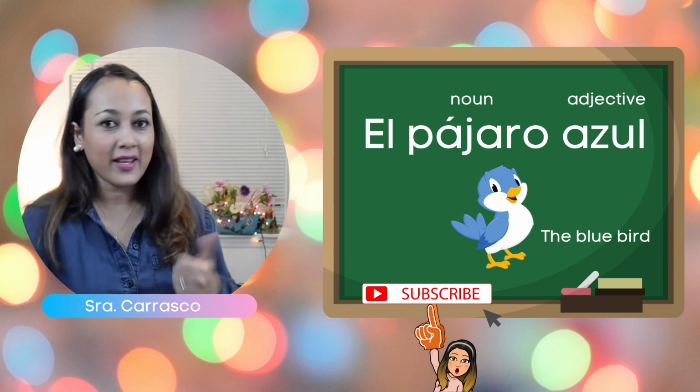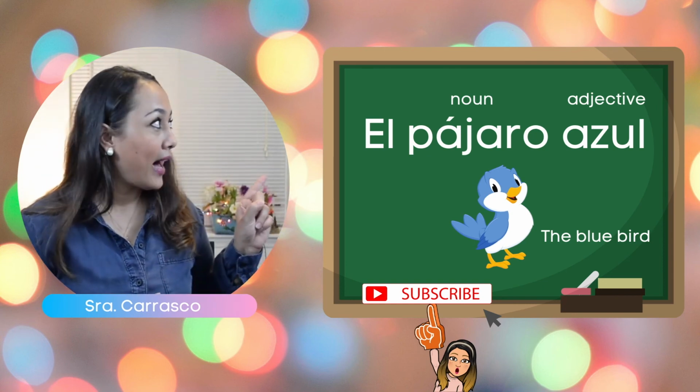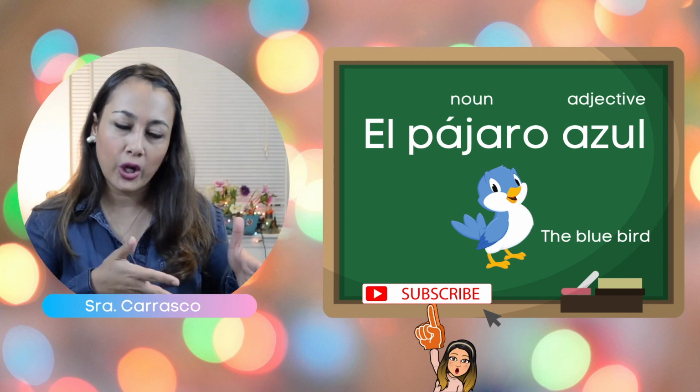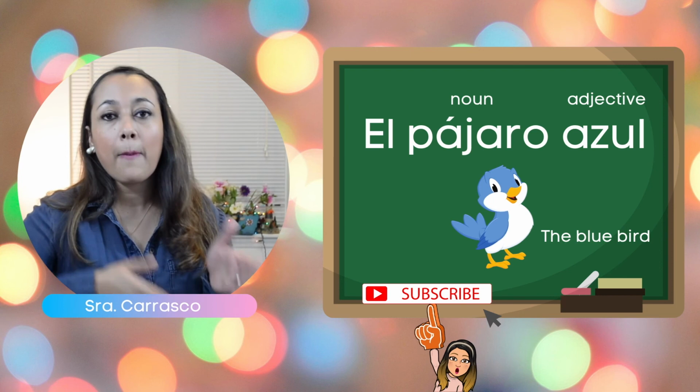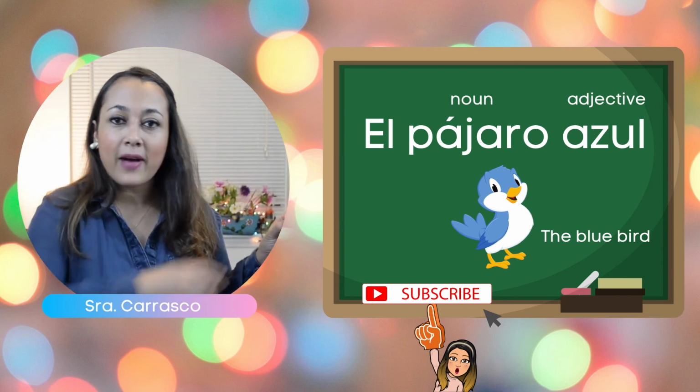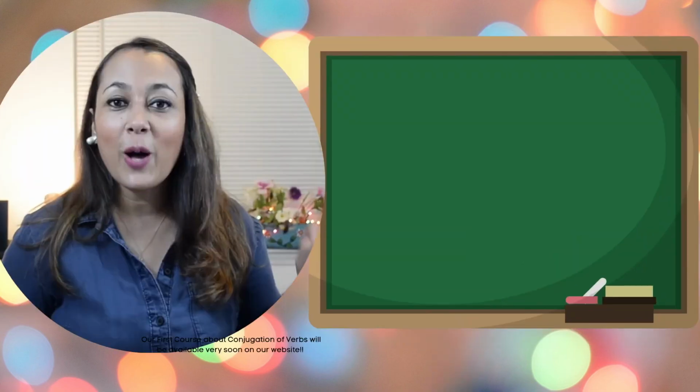Here we have some examples. We have el pájaro azul, or the bluebird. Azul is the adjective. Pájaro is the noun. So in Spanish, we have the adjective after the noun. Number 3.